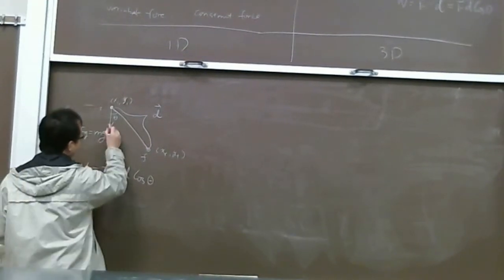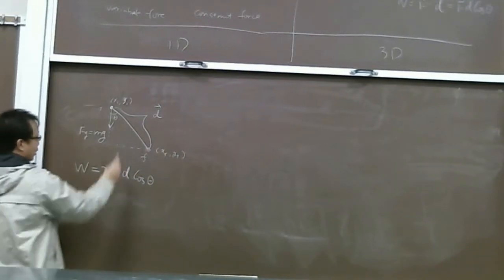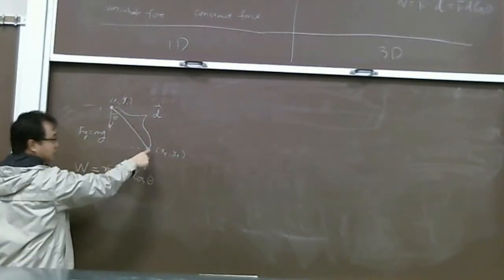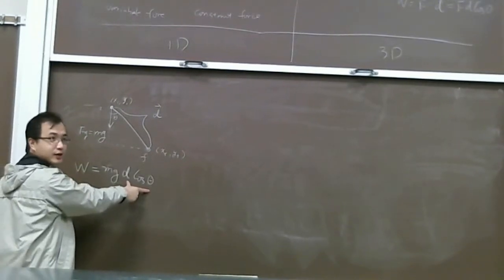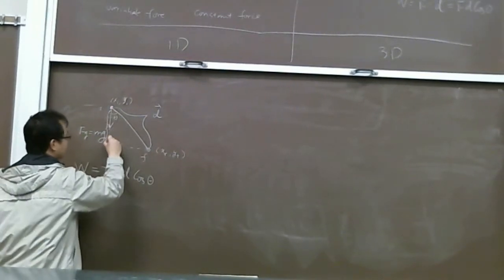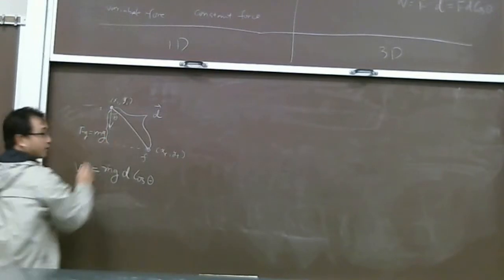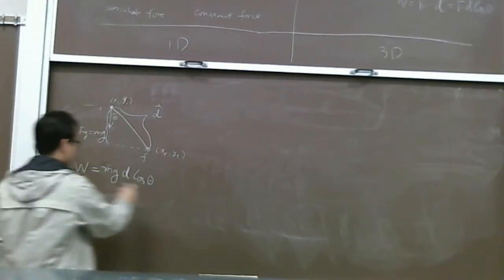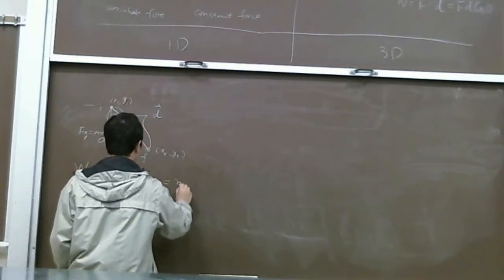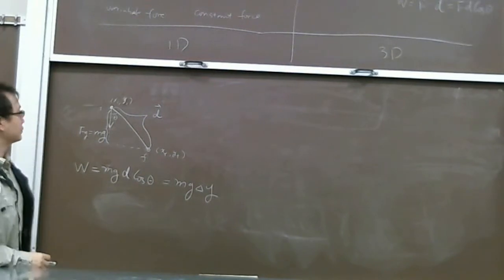But on the other hand, if we draw a triangle, you can see the distance or displacement multiplied by cosine theta is exactly this one, right? And this is the vertical distance, or delta y. So this equals mg multiplied by delta y. Okay?